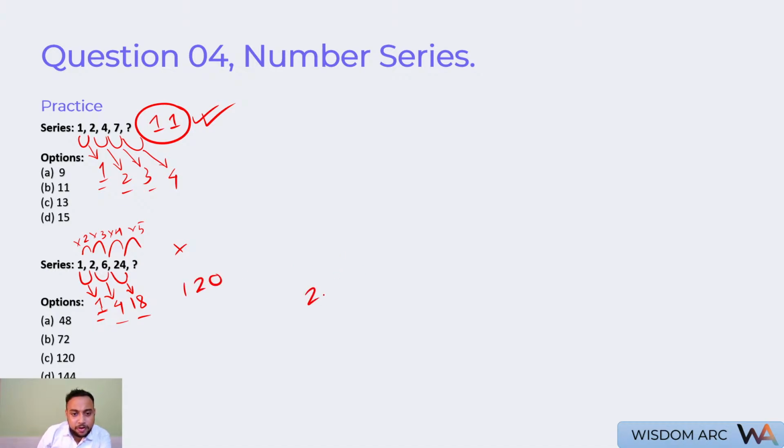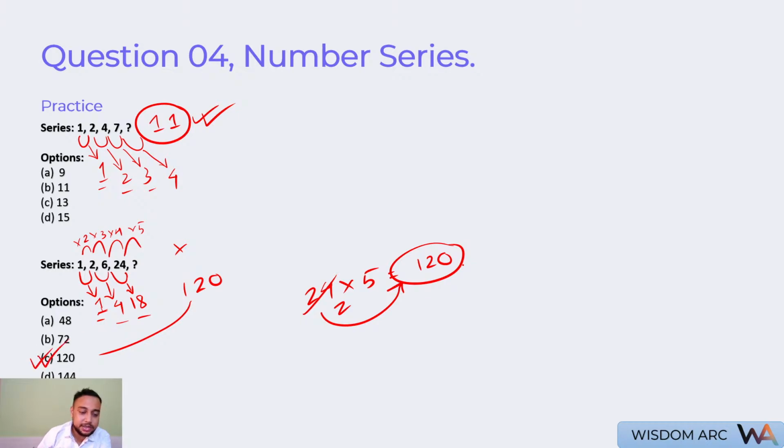So for any number, if you multiply it by 5, you can do one trick. You can divide the number by 2, that means half, and add a 0 after that number, right? So here is your answer, 120. Ready for the next section? Let's go to question number 5.